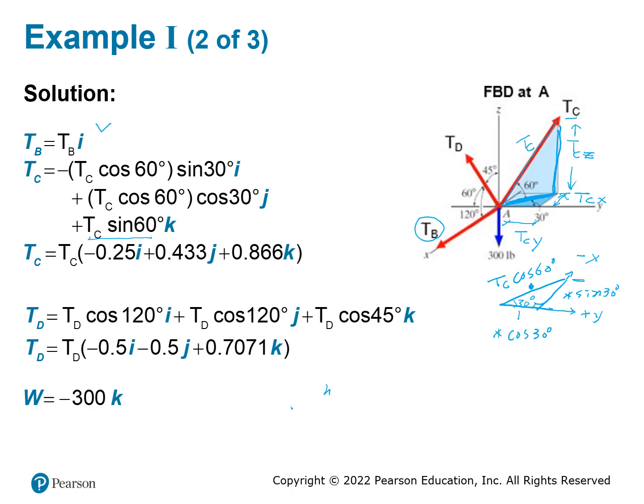So if we want to find the x component, which is negative, you use minus T sub C cosine 60 times sine 30, which is exactly equal to what we show here. Similarly, you can find the y component, which is the hypotenuse T sub C cosine 60 degrees times cosine 30 degrees. You do the multiplication, and you can simplify T sub C in this way. So that's how we find T sub C.